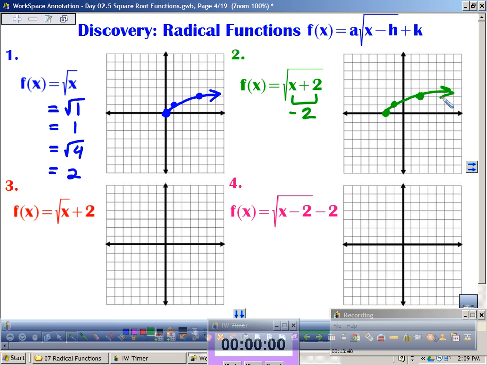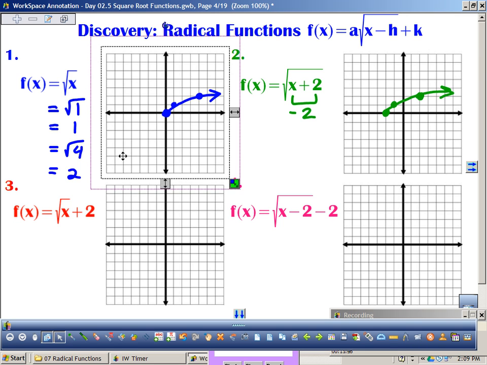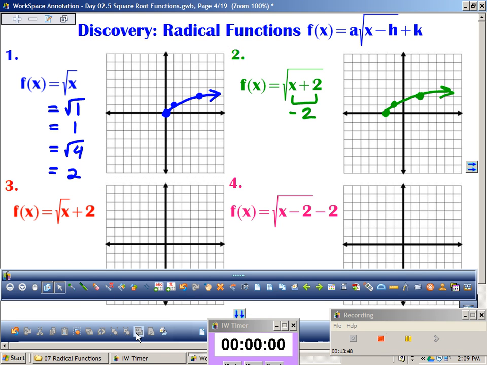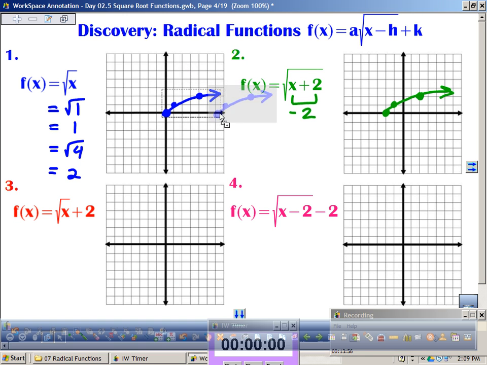There are 2 ways I could check. I could use whiteboard magic and do this. It's the same thing, only shifted over 2. It's the exact same graph. It's just shifted. It's translated to the left 2 units. Correct? So what do you think this one's going to be translated?